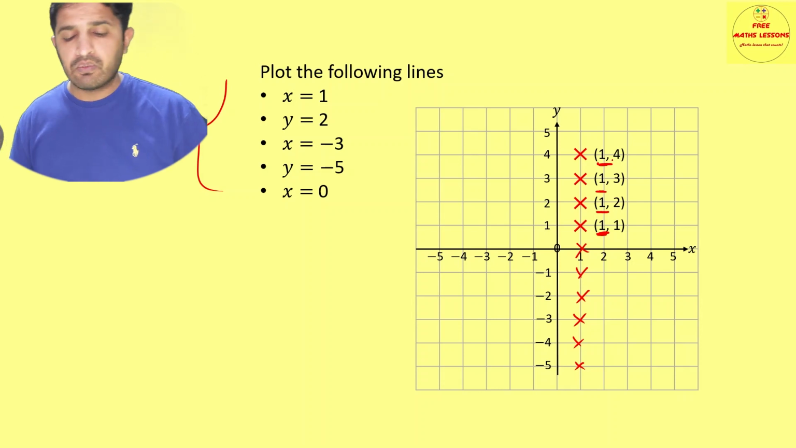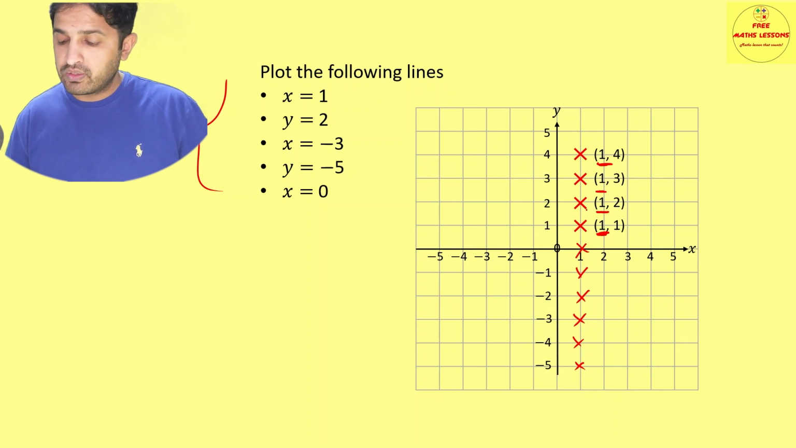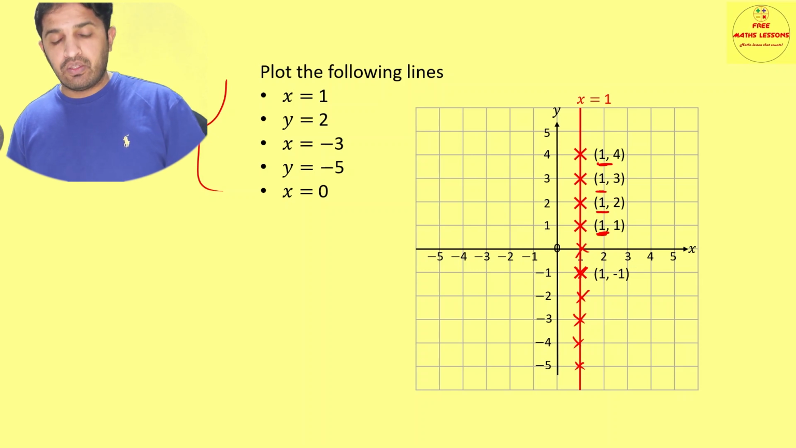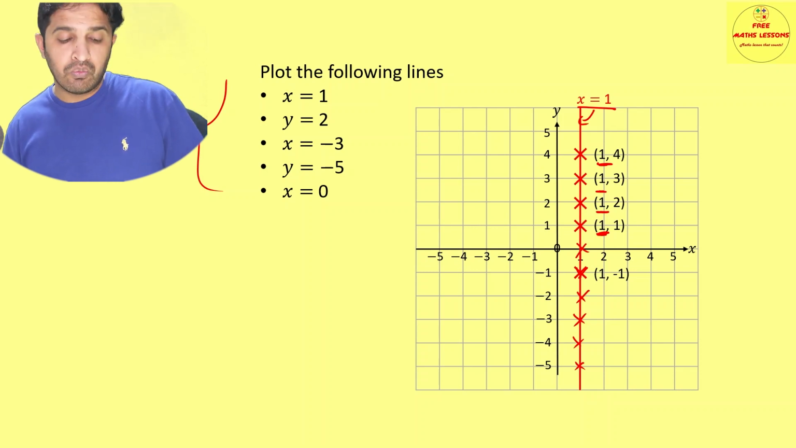Can you find more places where x is equal to 1? Yes, the answer is yes. You can find x is equal to 1 between those 2 crosses as well. So if I draw a straight line there, any point you pick on that straight line, the x value will be equal to 1. And that's why this line here is known as x equal to 1.